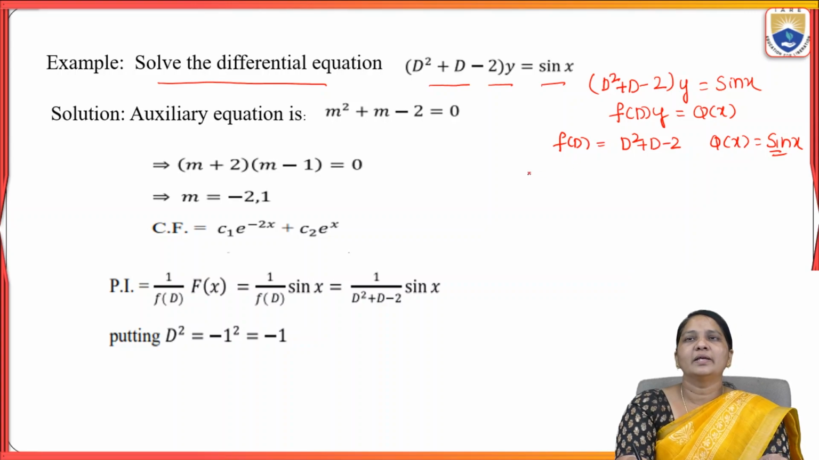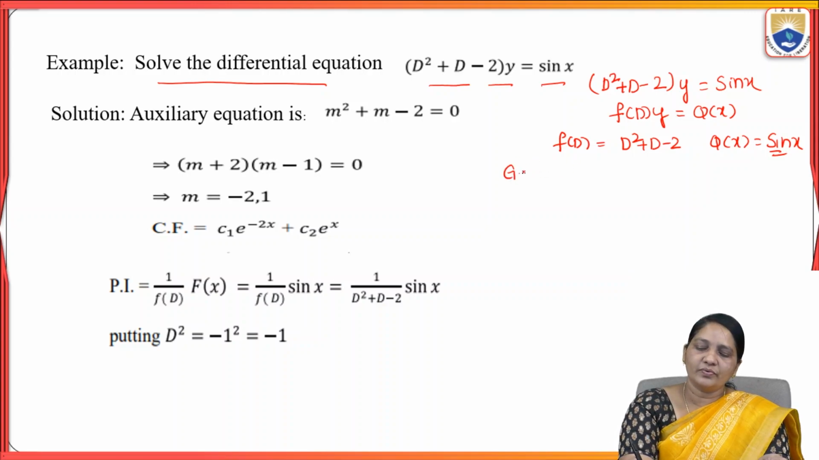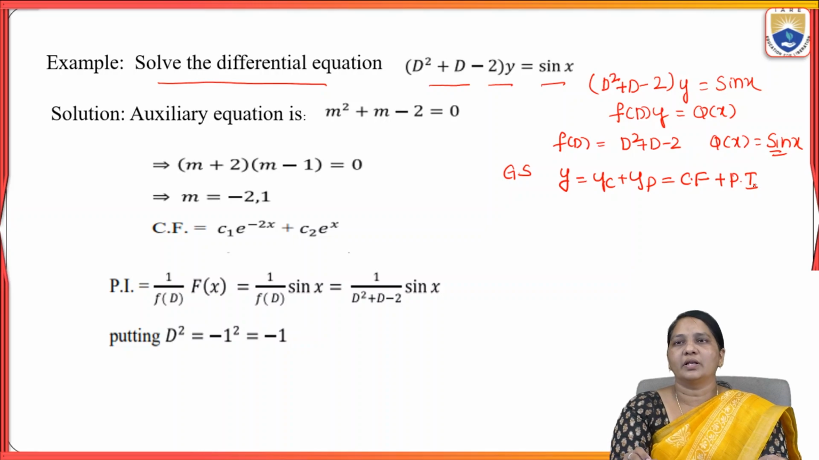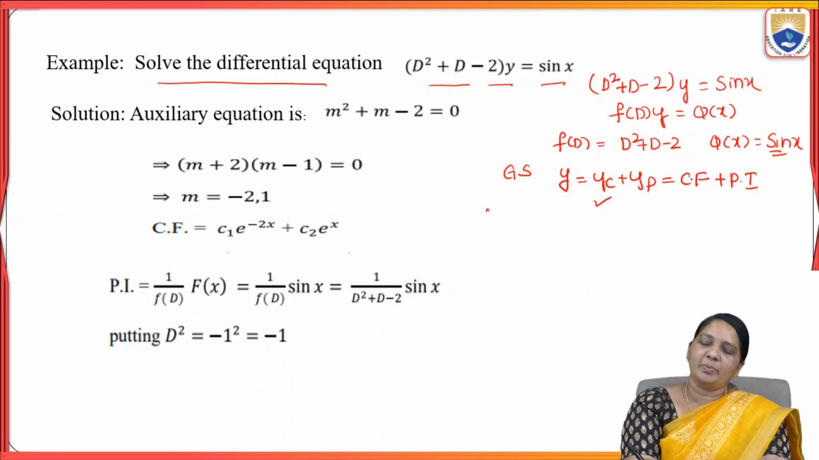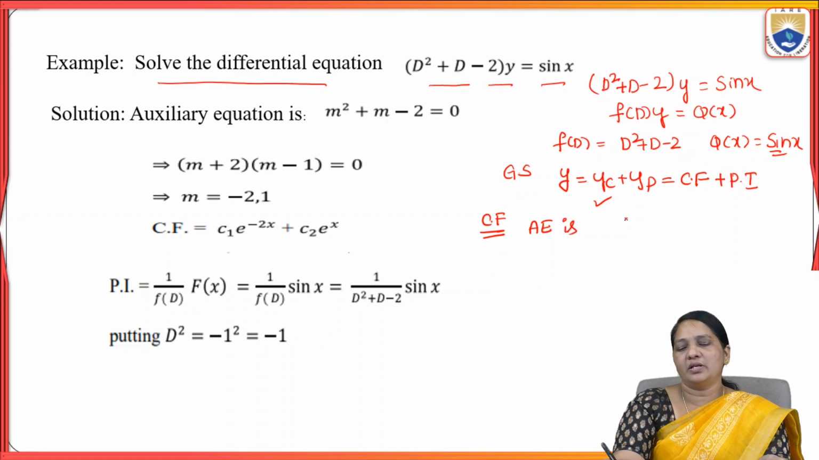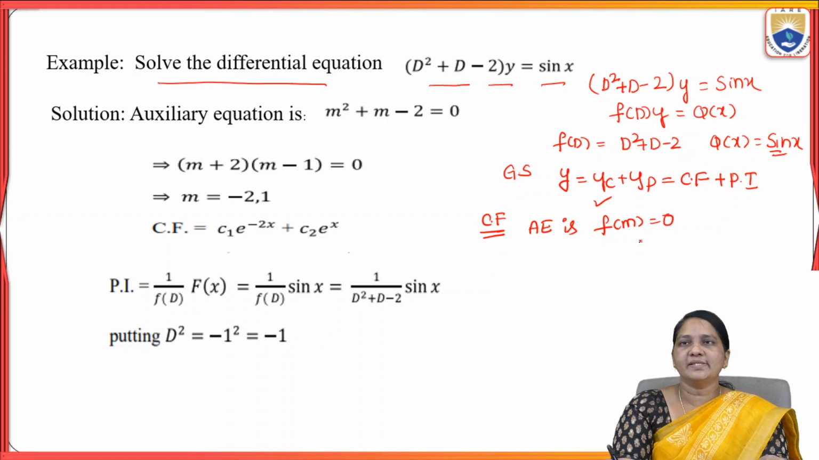First of all, what is the general solution of the non-homogeneous equation? Y equal to yc plus yp. What is the meaning of yc? Yc is the complementary function, and yp is the particular integral. First I am going to calculate the complementary function. For the complementary function, first we have to write the auxiliary equation. What is the auxiliary equation here? The auxiliary equation is f of m equal to 0. That means in place of d we replace m.